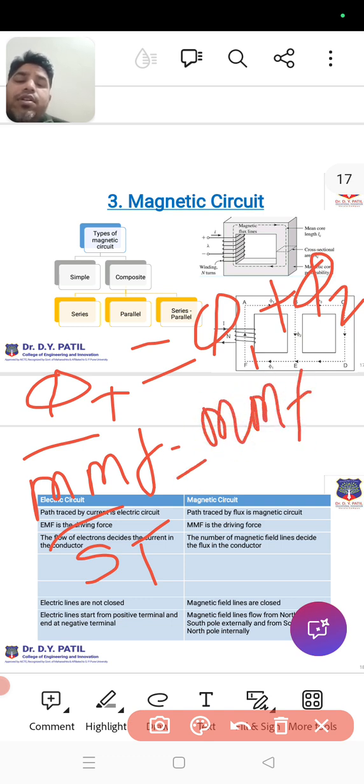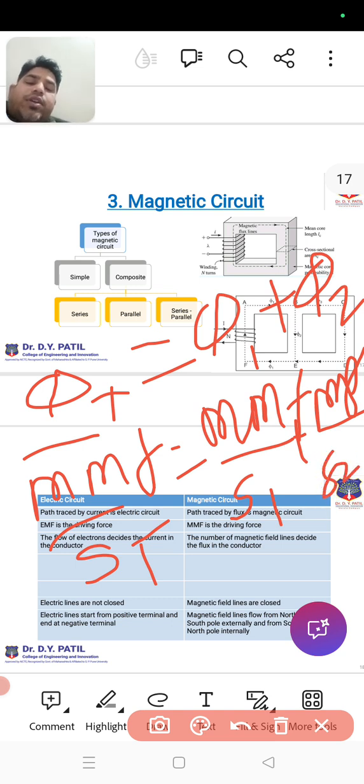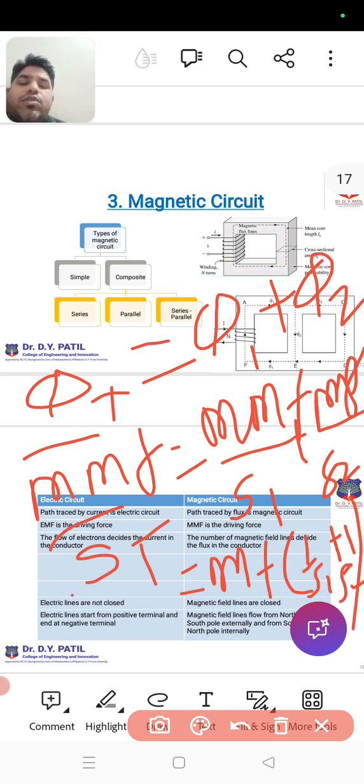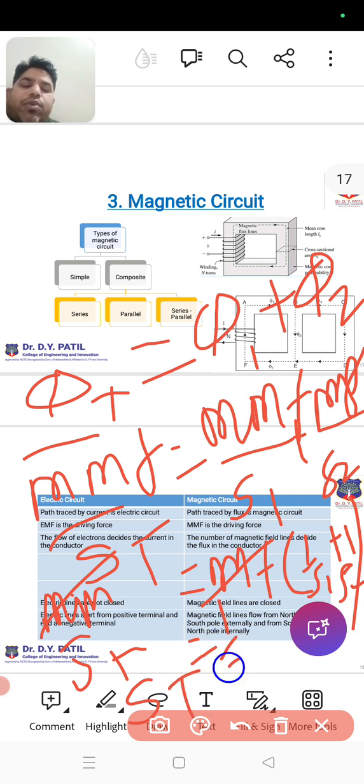mmf divided by s1 plus mmf divided by s2. What will be the same? The mmf is going to be the same. So take the outside mmf, 1 upon s1 plus 1 upon s2. There is mmf divided by st. The mmf will cancel. We will get st is equal to 1 upon s1 plus 1 upon s2.